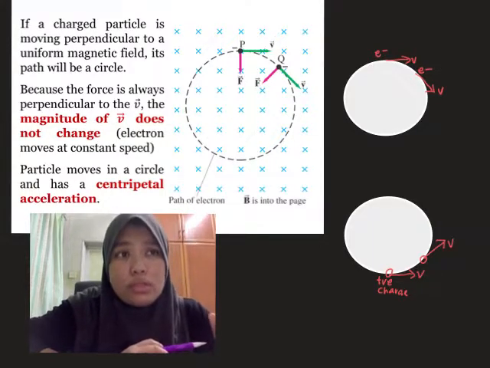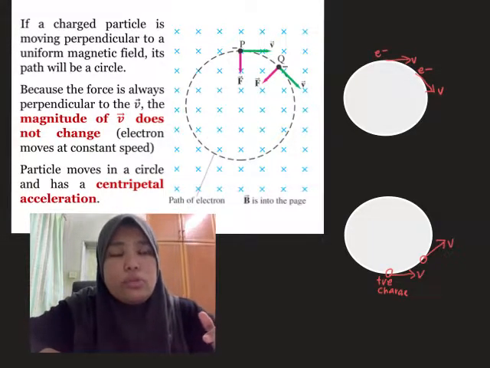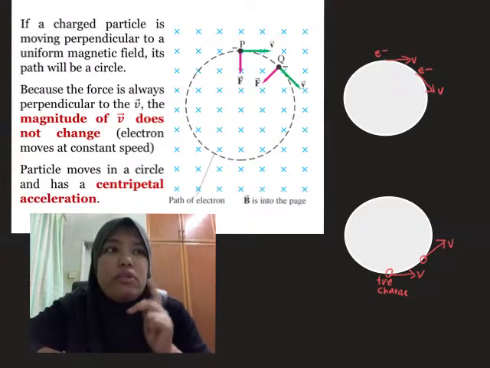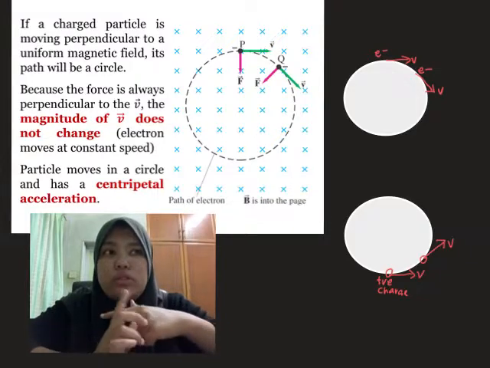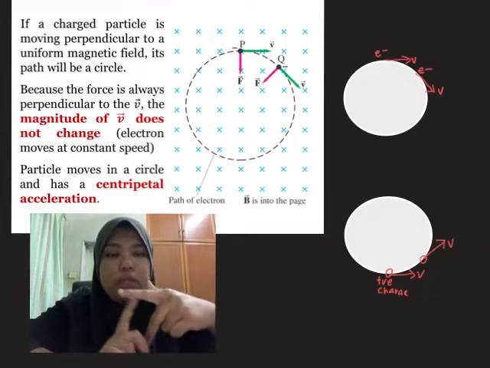So you are going to find the magnetic force for the first picture, the electron. The velocity is pointing to the right, but because it is an electron, we need to put it to the left.